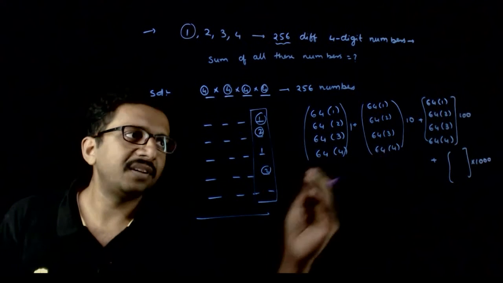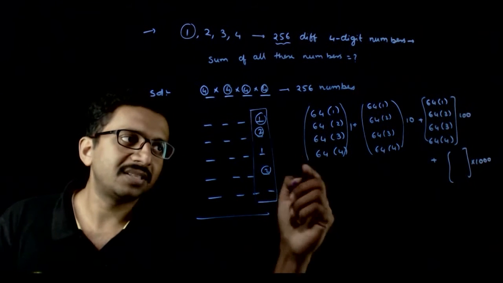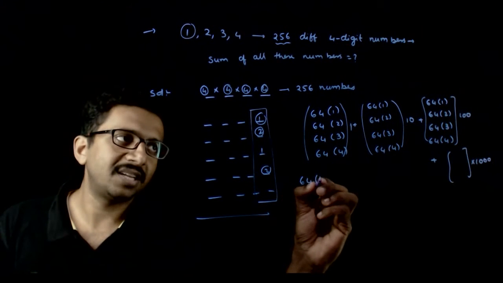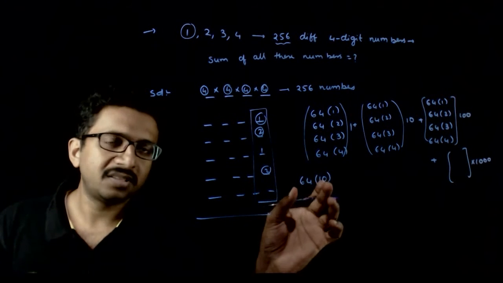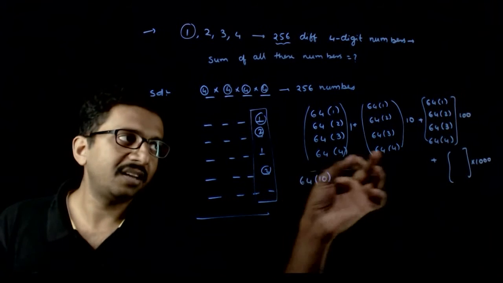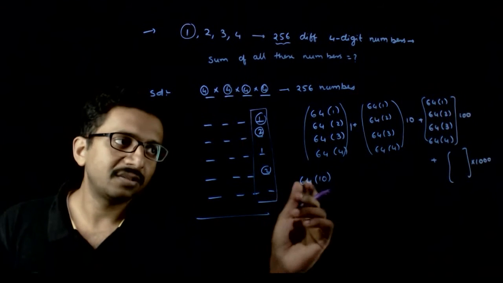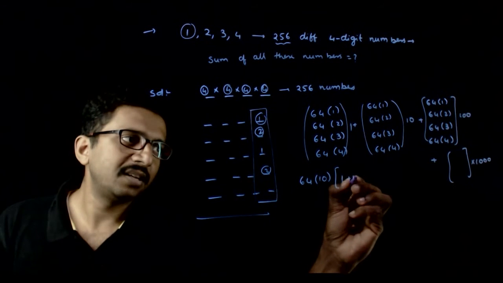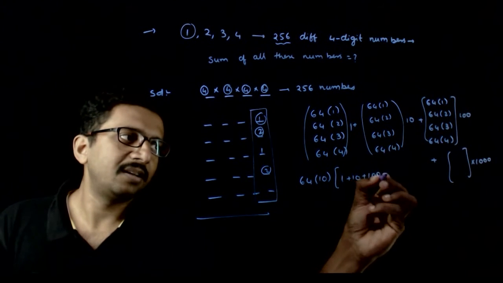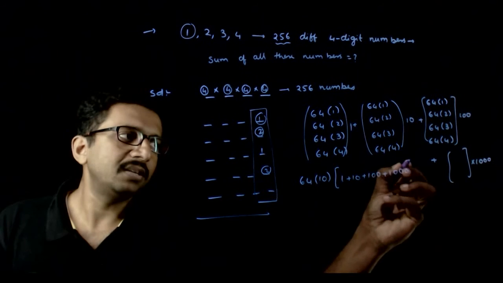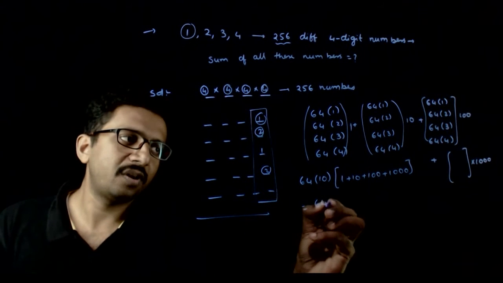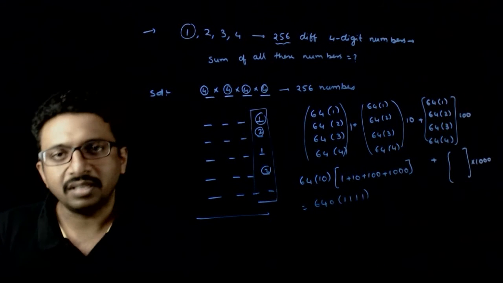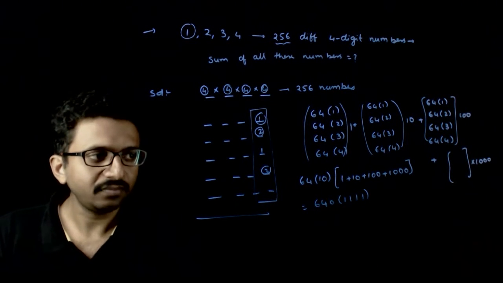If I add everything, I can directly do it like this. The sum is 64 times (1 plus 2 plus 3 plus 4), which is 10. So this 64 times 10 is present here, here, here as well as here. So I am taking 64 times 10 as common. Then 1 plus 10 plus 100 plus 1000 gives 1111. So the total sum is 640 times 1111.